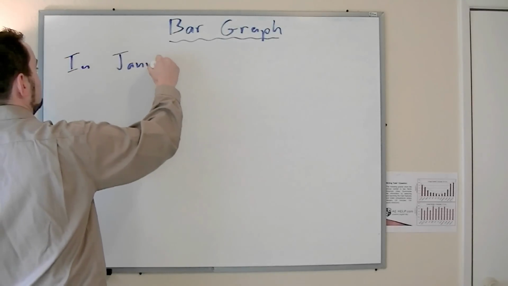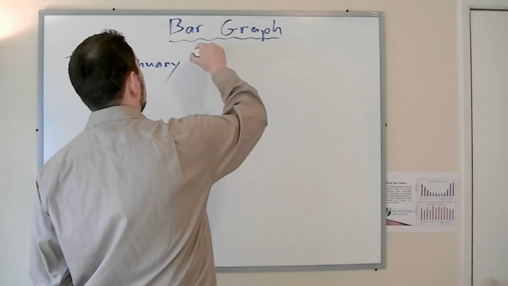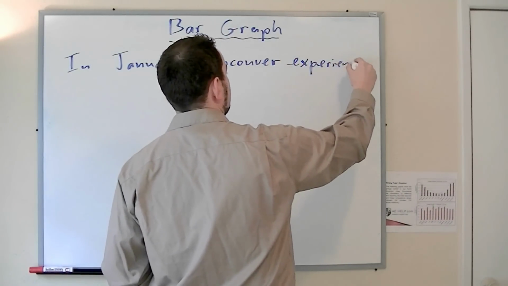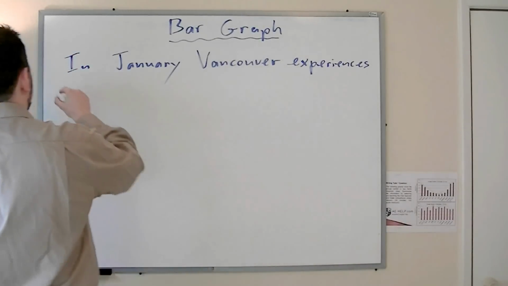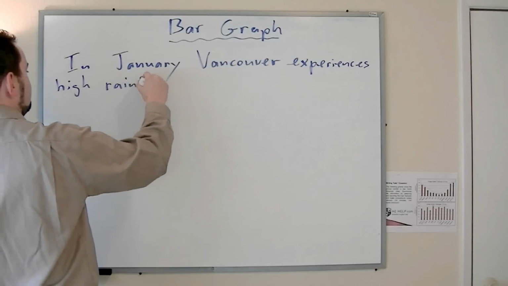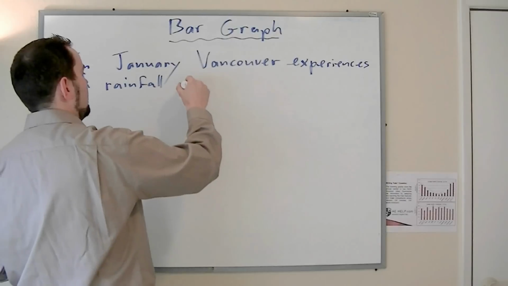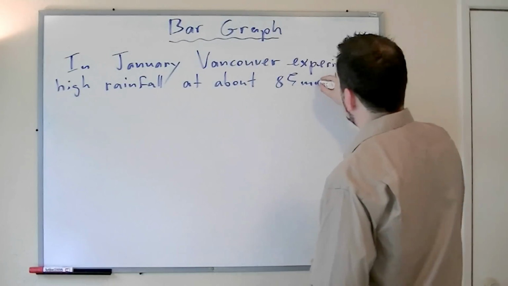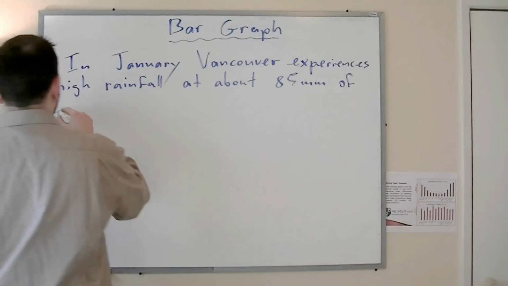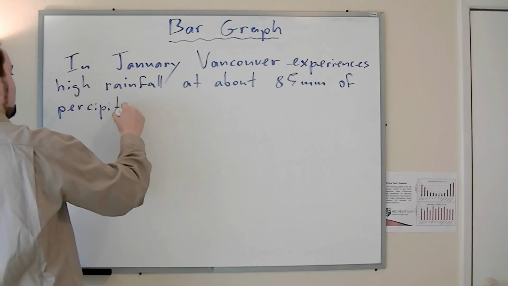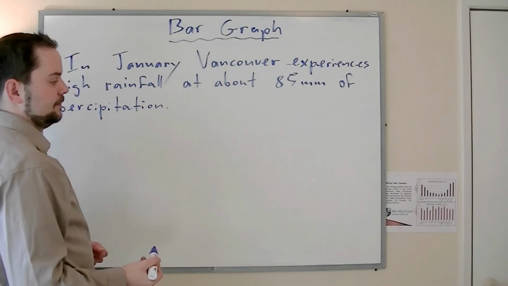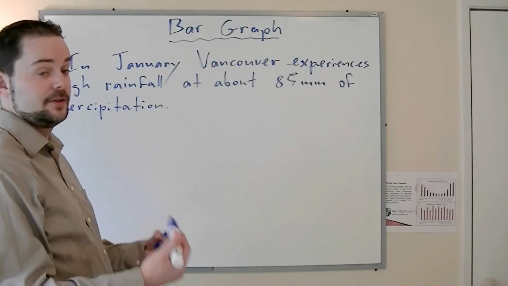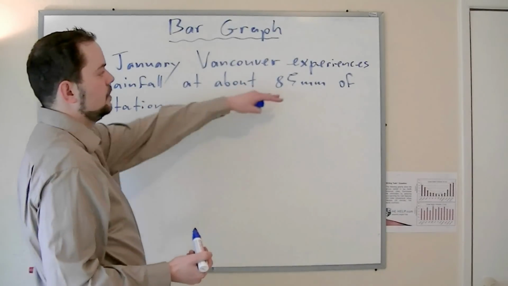In January, Vancouver experiences high rainfall at about 85 millimeters of precipitation. When we compare this to Washington, we can see that Washington's a little bit lower, especially when you compare it to the other months. So, but high, almost the same as Vancouver.